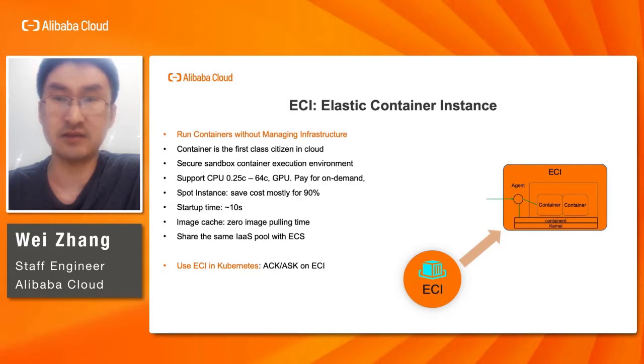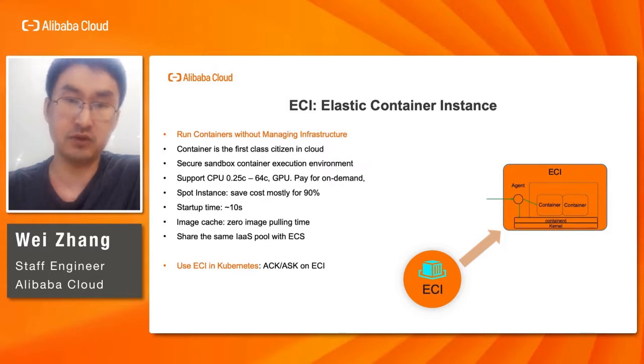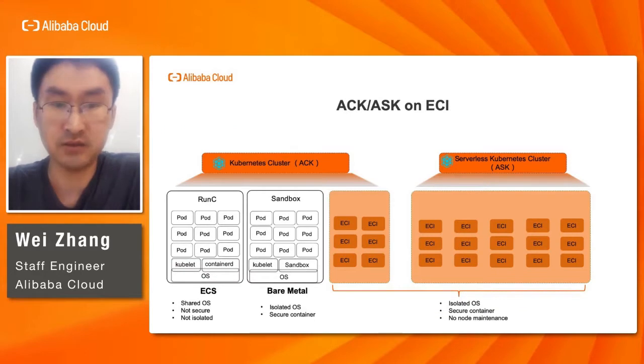Standalone ECI is just like a single pod in a Kubernetes cluster. If we want to use deployments with multiple replicas, stateful sets, jobs or cron jobs, we shall use Kubernetes on ECI. At Alibaba Cloud, based on ECI, we have flexible ways to connect Kubernetes with ECI. The first one is to use ECI pods in a classical Kubernetes cluster. The second one is serverless Kubernetes.